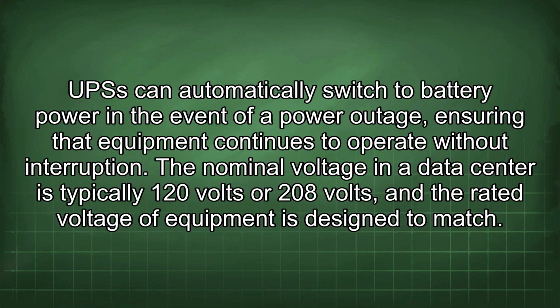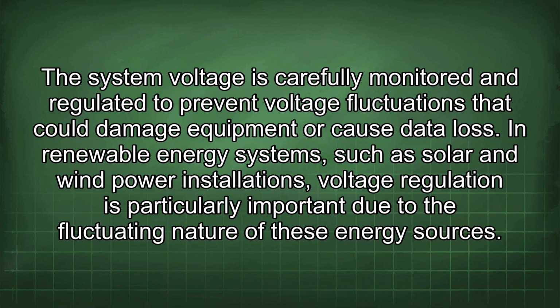A UPS can automatically switch to battery power in the event of a power outage, ensuring that equipment continues to operate without interruption. The nominal voltage in a data center is typically 120 volts or 208 volts, and the rated voltage of equipment is designed to match. The system voltage is carefully monitored and regulated to prevent voltage fluctuations that could damage equipment or cause data loss.